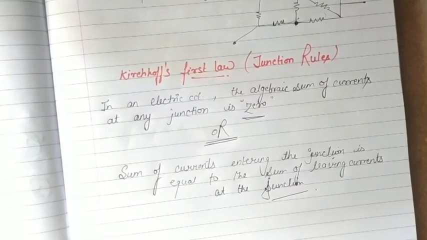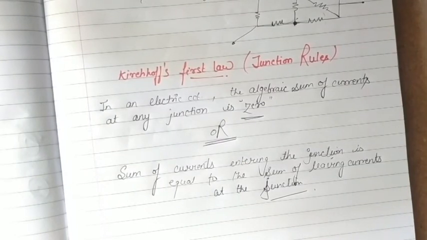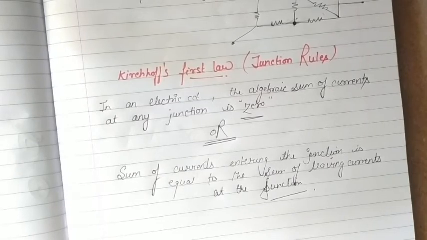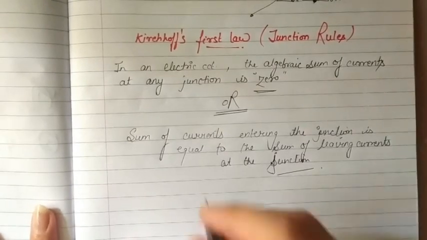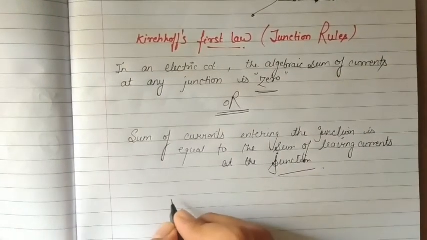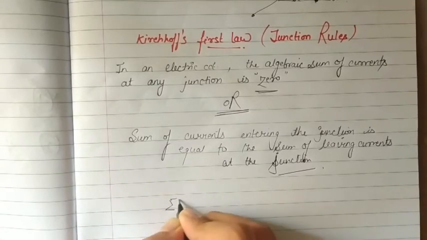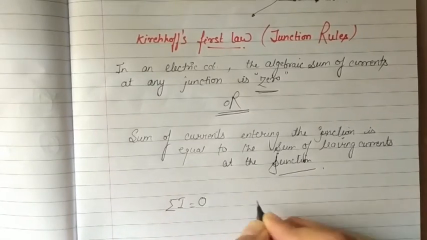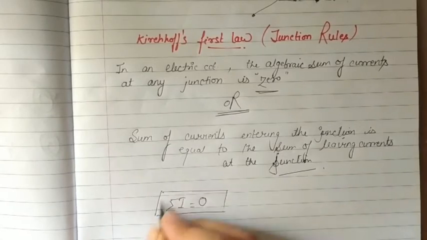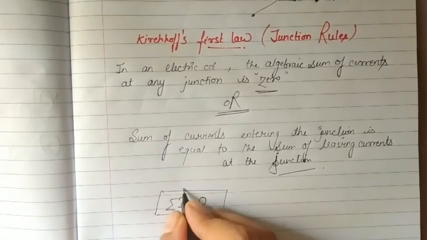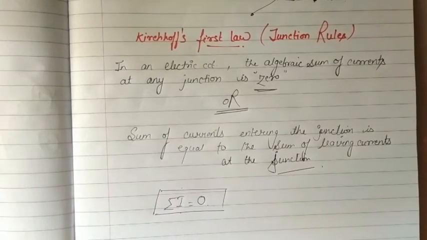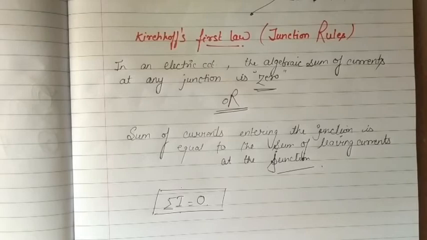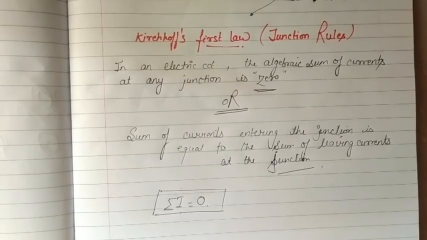So the current entering the junction will be equal to the current leaving the junction. If we talk mathematically, then this law can be expressed as summation I is equal to 0. Means the total of the currents, or we can say the algebraic sum of the currents at any junction is 0, or the sum of currents entering the junction and the sum of currents leaving the junction will be equal.